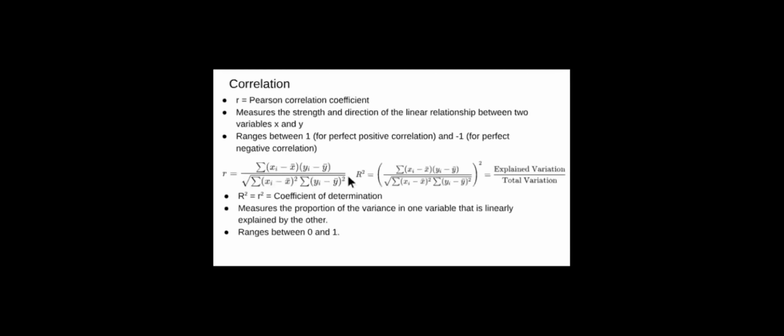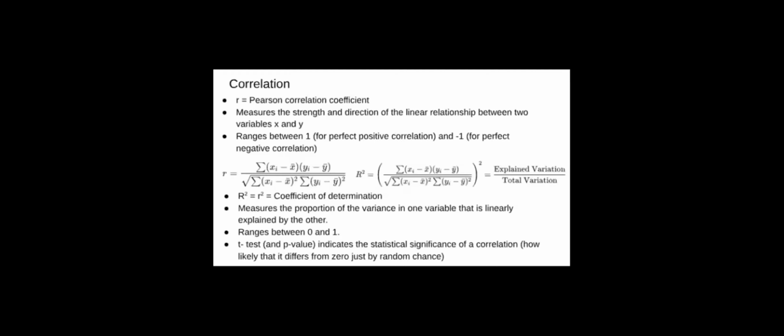If you square this r, you get the coefficient of determination, r squared, which is usually denoted by an uppercase R squared. It's equal to the part of the variation that's linearly explained by the other variable divided by the total variation. So it'll give you the proportion of the variation that's explained by the correlation. And since it's a proportion, it ranges between 0 and 1. It's also obvious that when you square a variable that ranges between -1 and 1, you'll get a variable that ranges between 0 and 1, since all the negatives will become positive.